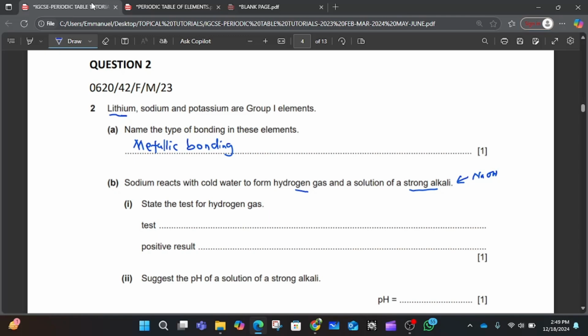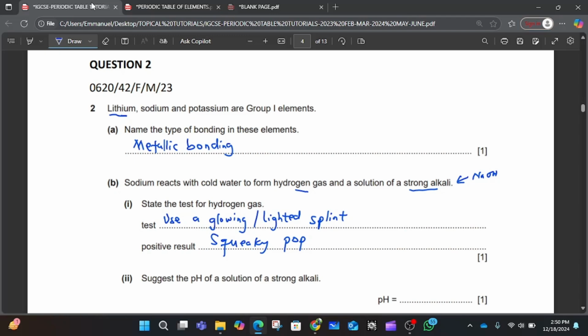State the test for hydrogen gas. So if you want to test for hydrogen gas, you have to bring a lighted splint or a glowing splint closer to the tip of the test tube that the hydrogen gas is being produced from. And when you do that, you are going to hear a squeaky pop sound. It's a very, very loud pop sound. And so that shows that hydrogen gas is present.